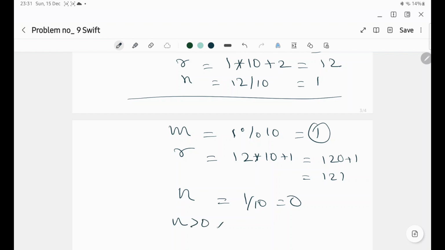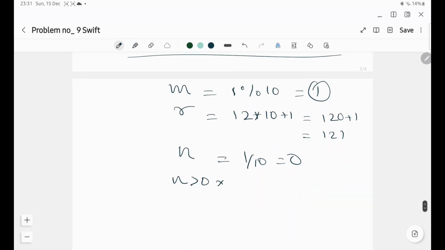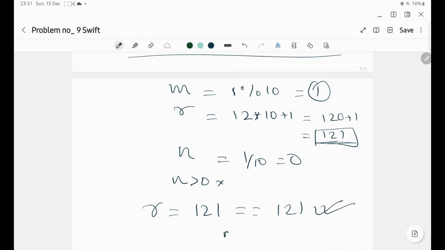Is n greater than 0? No, we come out of the loop and we check the value, reverse value r is equal to 1 2 1. Is it equal to 1 2 1, the initial value? Yes. So we mark it as palindrome.